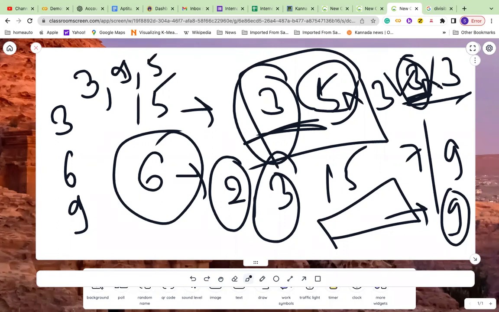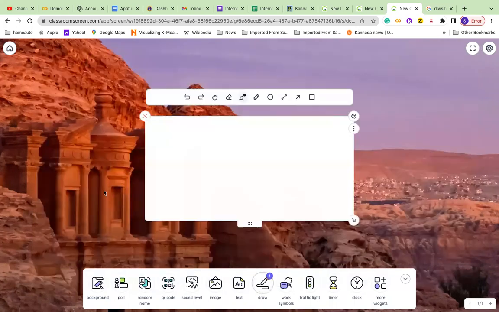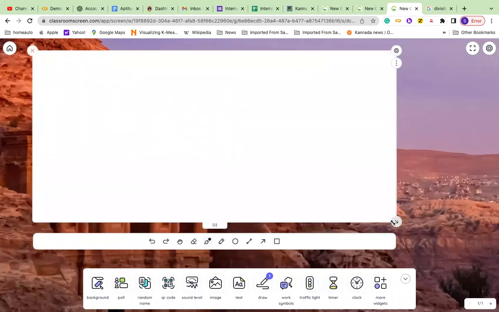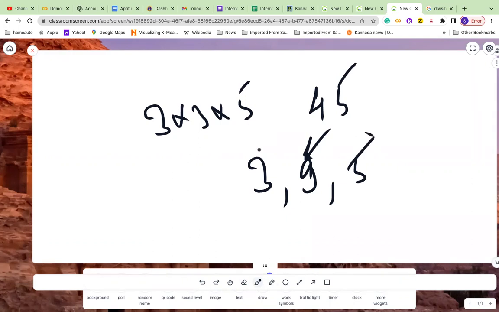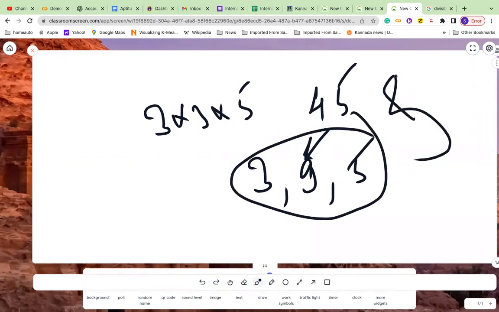So if it is 9, then it should be the summation of the digits for 9. You got it? Understood or not understood? Understood, sir. So let us say one more number: 3 into 3 into 5. What is that number? 3 into 3 into 5 is actually 15 into 3, which is 45. How should I check whether a number is divisible by 45? This number has to be divisible by 9. It should be divisible by 5. Then that number is divisible by 45. Got it? Yes, sir. So like that, you should be checking it.